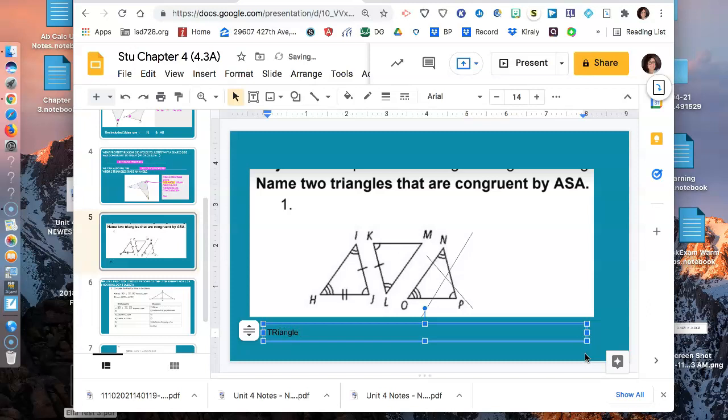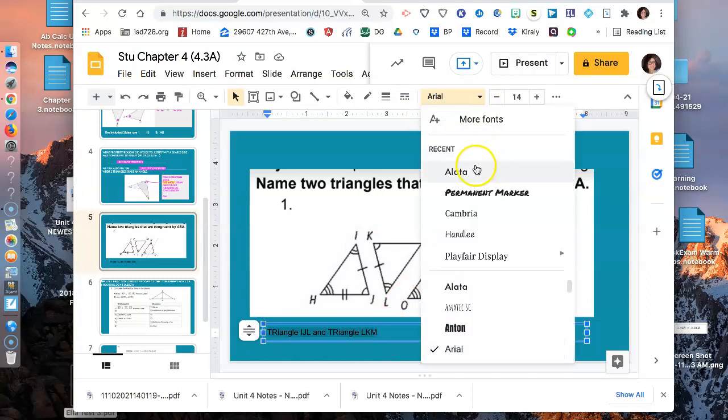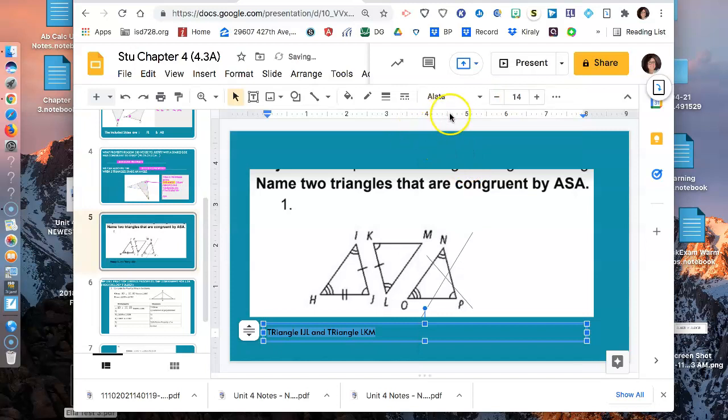The one on the left, I in any order, JH, but now I need to make sure I match my parts. I has two arcs, so I'll lead to L. J has one arc, so I'll go to K. And then lastly, I would go to M. Okay, so those triangles are the two that would be congruent by angle, side, angle.